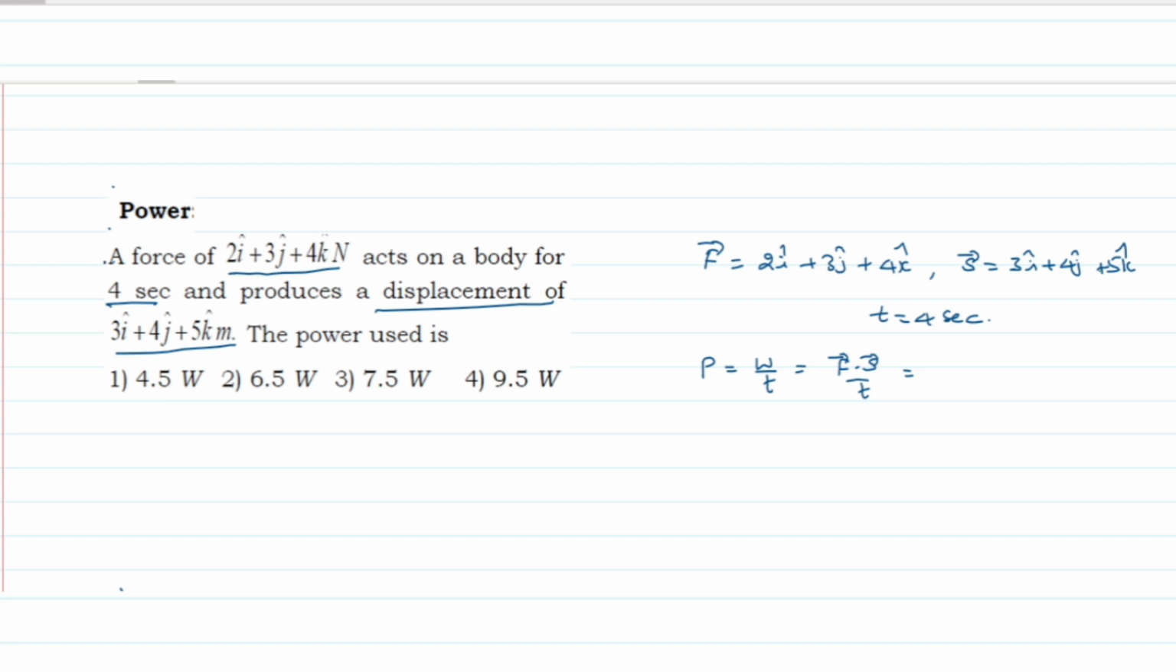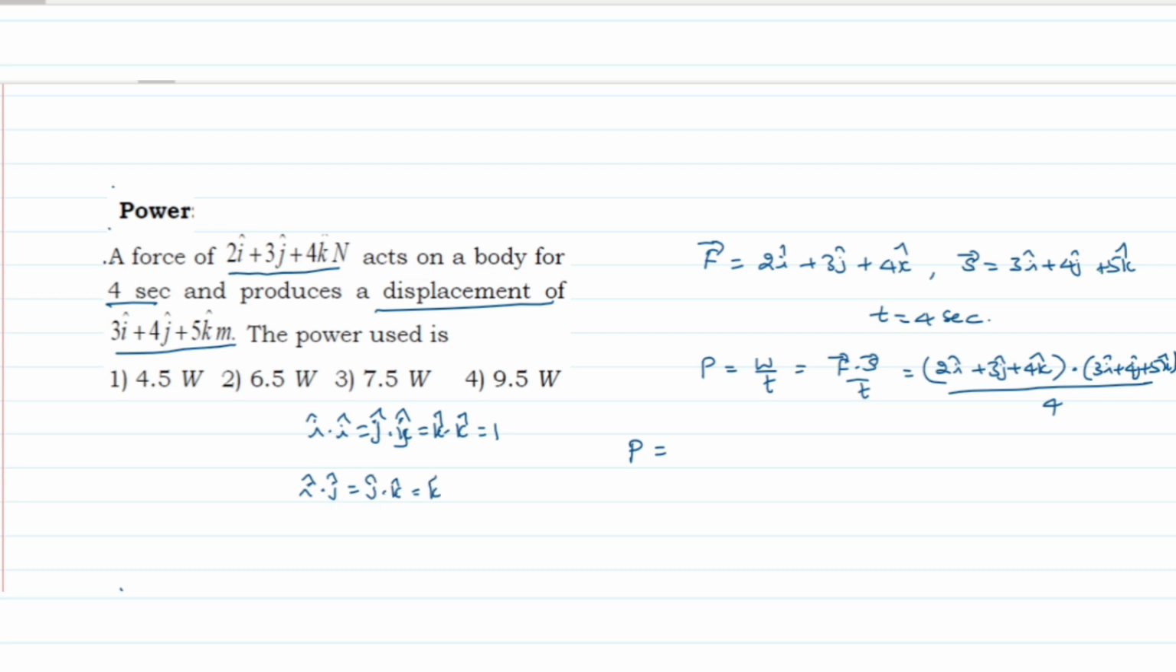Here you can take the dot product of the two vectors. This is 2i cap plus 3j cap plus 4k cap dot 3i cap plus 4j cap plus 5k cap, divided by 4 seconds. Then P equals, here you just apply the dot product rule. I cap dot I cap will be 1, j cap dot j cap, k cap dot k cap will each be equal to 1, and I cap dot j cap, j cap dot k cap, k cap dot I cap will be equal to 0.